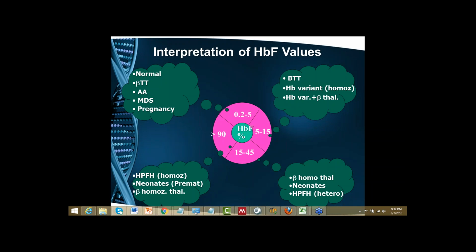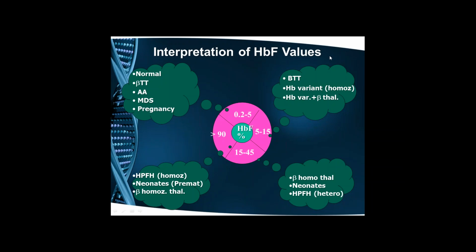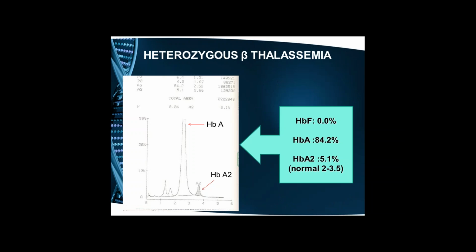If HbF is more than 90%, the condition that should come to our mind, if the patient is asymptomatic, is hereditary persistence of fetal hemoglobin. If a patient is symptomatic, it's beta homozygous thalassemia. So next slide, sir. So coming to the next chromatogram.